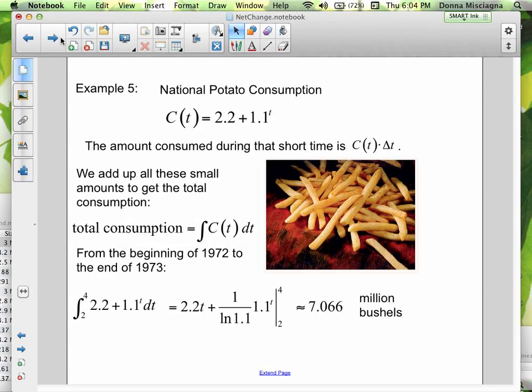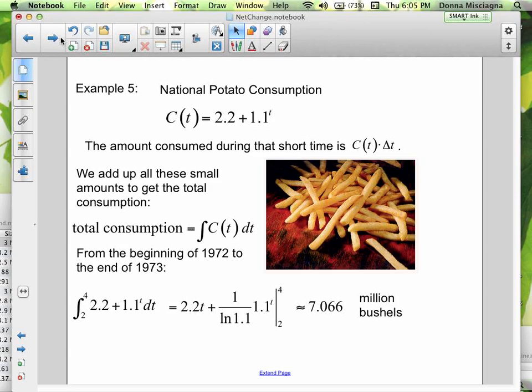So that means if we integrate, this is a rate of change. It's the rate of change in eating potatoes. And if we integrate it, we can find our total amount. And we want to find the total from the beginning of 1972 to the end of 1973. Now don't use 1972 and don't use 1973 because this starts at 1970. So the beginning of 1972 means 2 years have passed, and the end of 1973 means, hello, it's 1974. So 4 years have passed, so now 4 years.